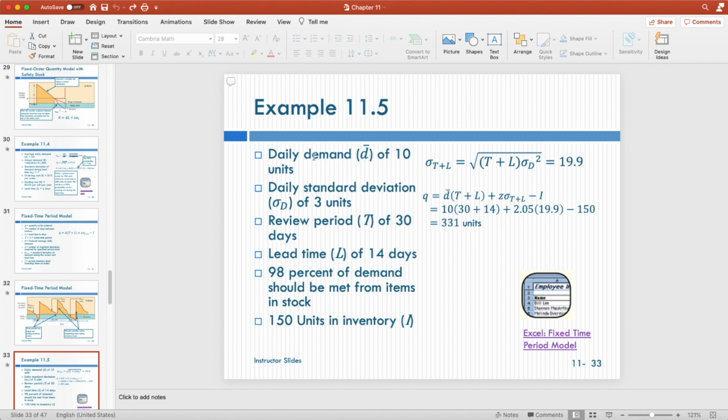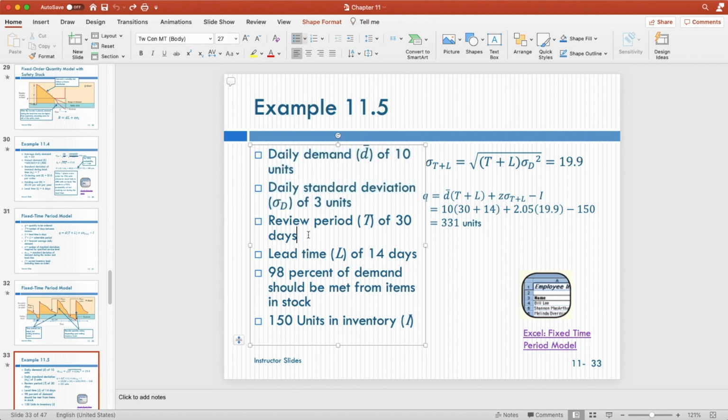Now, assume the daily demand follows a normal distribution, with a mean demand of 10 units and a standard deviation of 3 units. You see, d bar and sigma d are already given to you. Since this follows a normal distribution, and I tell you both d bar and sigma d, you know everything about this normal distribution.